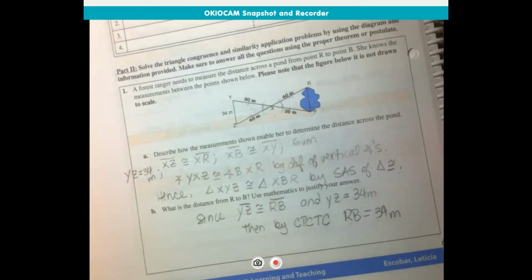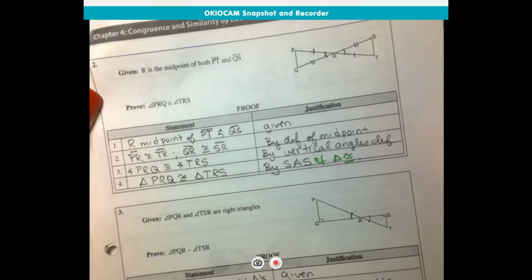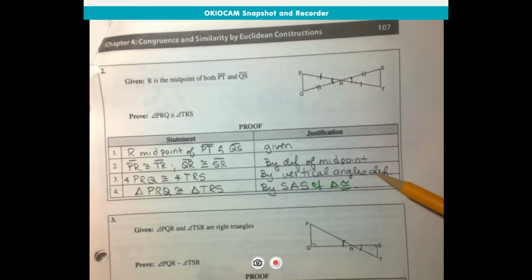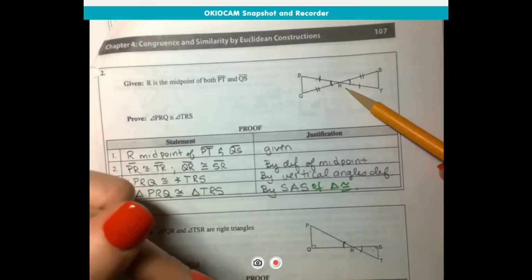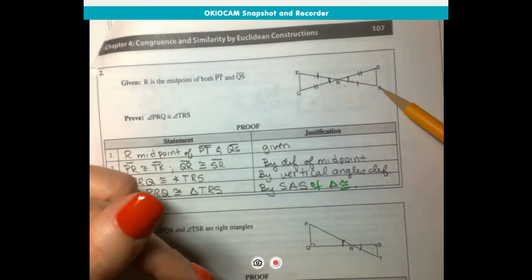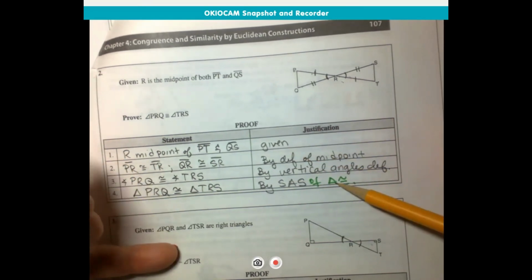The other proofs, because I showed you the first one, but I did not show you the second one, the third one, or the fourth one. So this is the proof for 2. See, very similar to that other activity, the one with the problems where we needed to find this side. See, very similar. So these are the proofs.